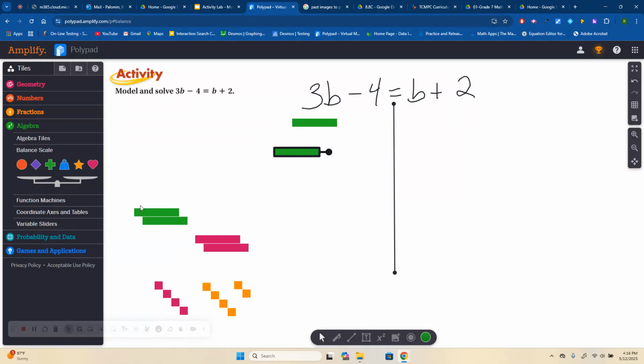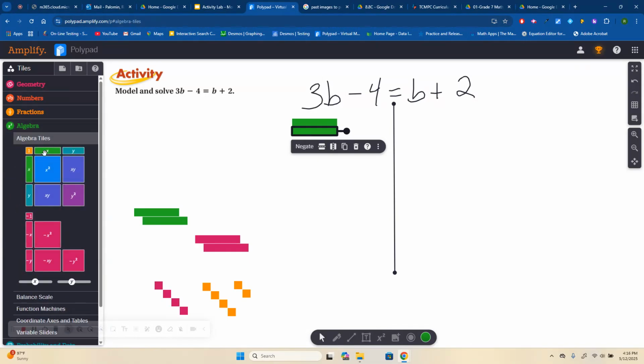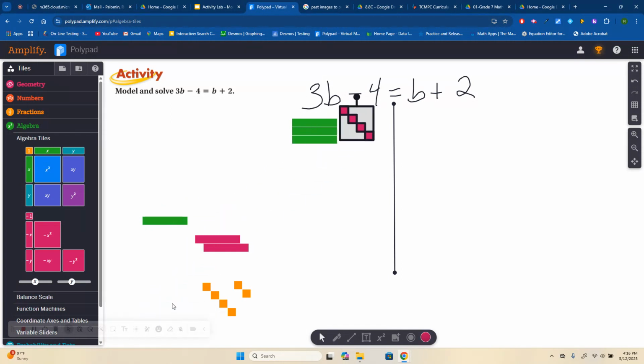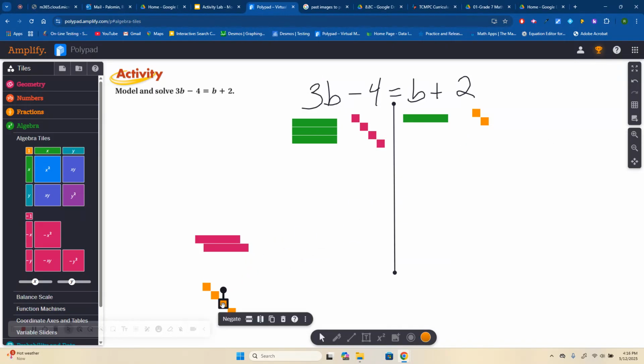3b. Now these tiles usually are called x. If you look over here where it says tiles, you see how they're labeled x over here? They can be any variable we want. So I have 3b, for example, so the 3 tiles, minus 4, equals b, and it's positive. Green means positive, red means negative. So this minus 4 is these 4 negative 1s, and these are 1s, plus 2. And notice that these guys are yellow, right? Okay, so 3b minus 4 equals b plus 2.